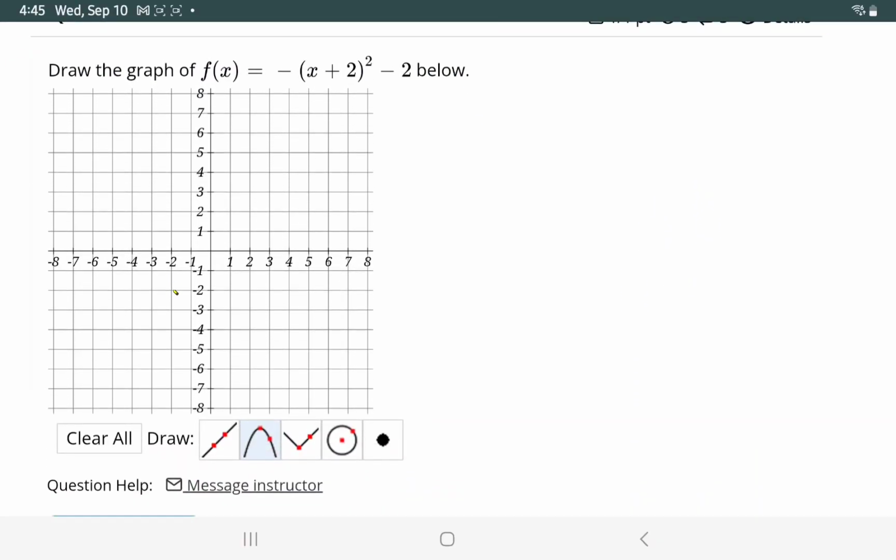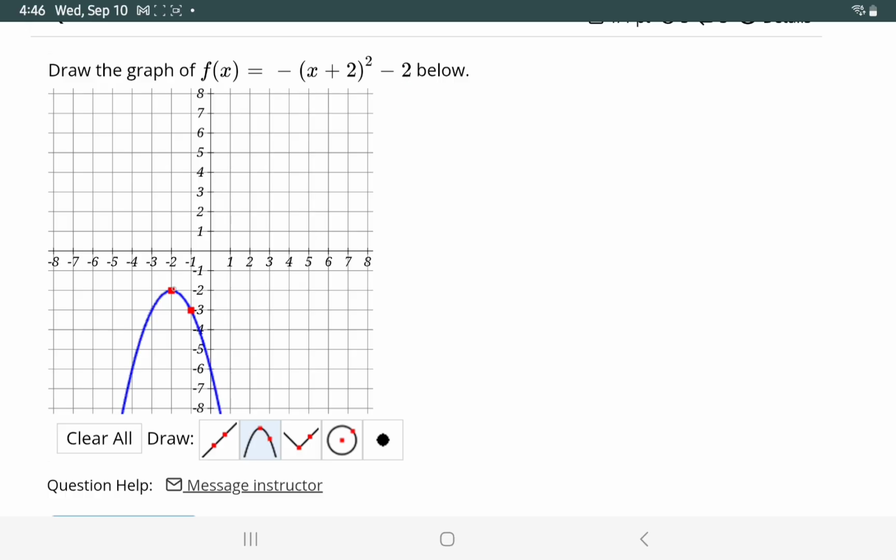Okay, so we had our point here at -2, -2. And then we had our point here at -1, -3. And if we think about it, this is exactly what our graph should look like here, because we have a horizontal shift by -2 units and a vertical shift or translation by -2 units. So we've shifted the standard quadratic function to the left 2 units and down 2 units.